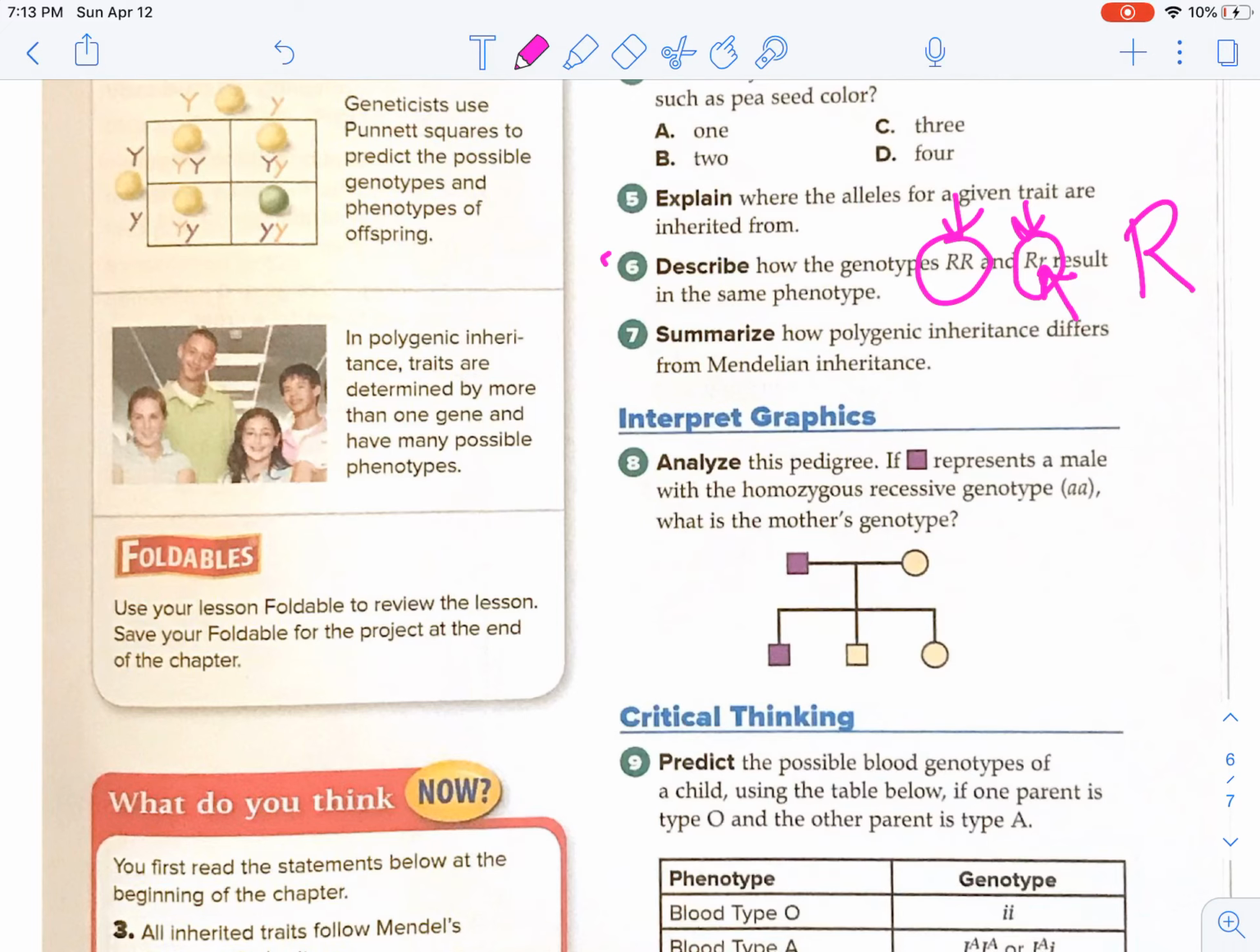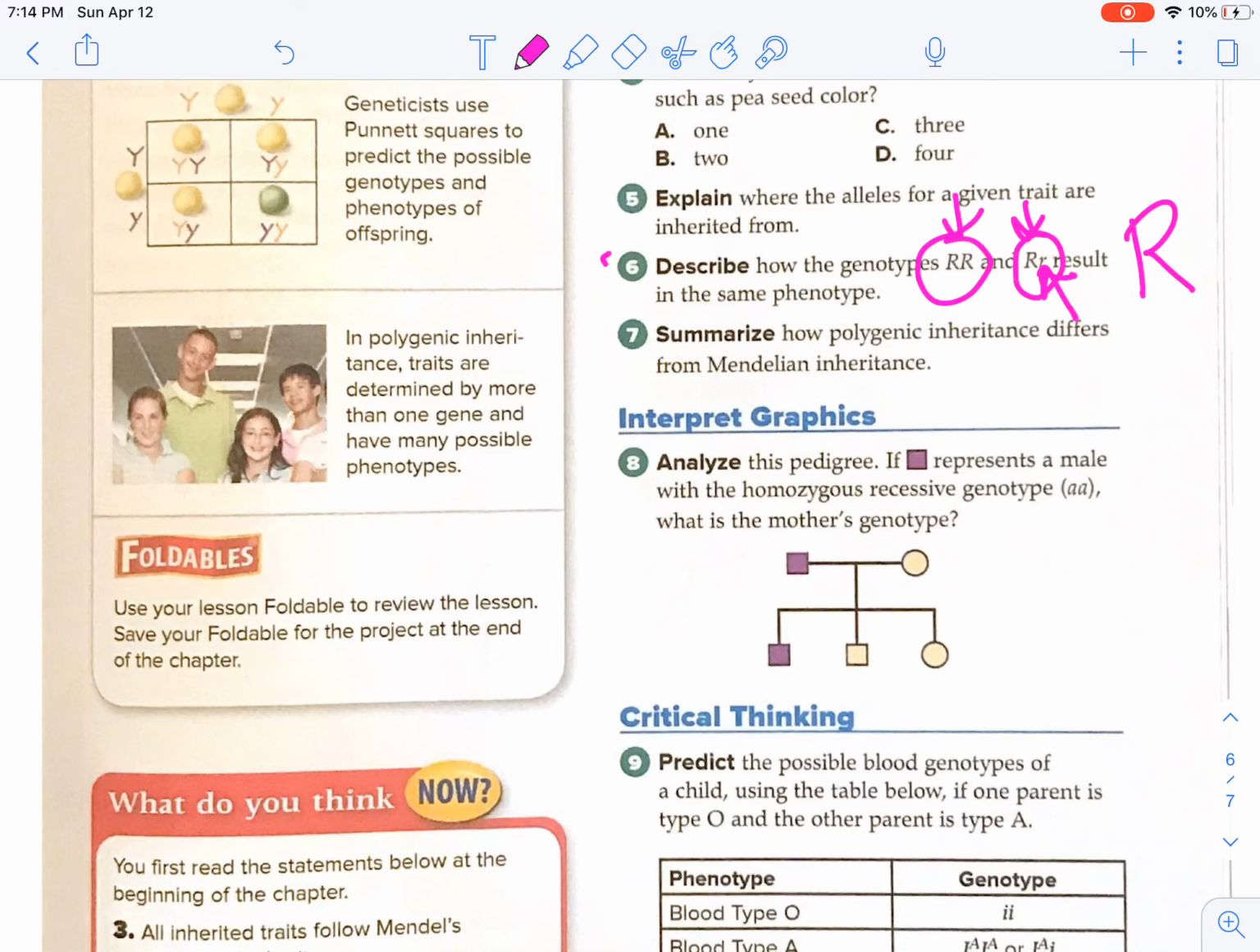Number 7, summarize how polygenic inheritance differs from Mendelian inheritance. So in polygenic inheritance, multiple genes determine the expression of a trait. But in Mendelian inheritance, only one gene determines the expression of a trait.